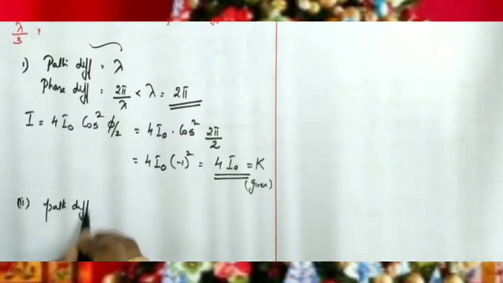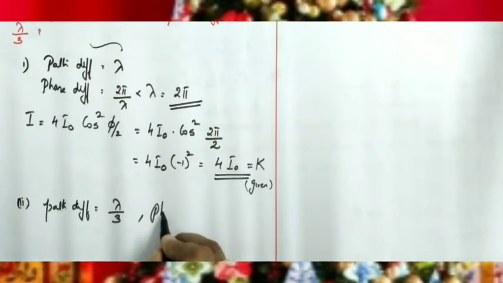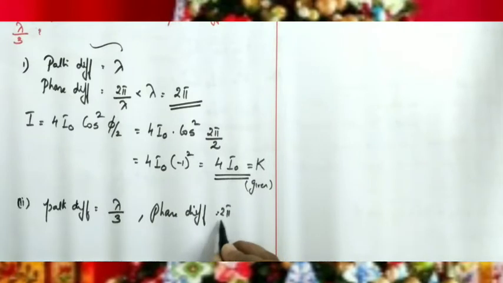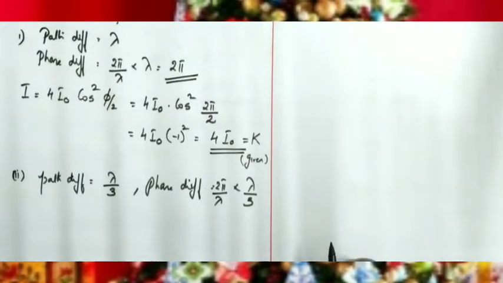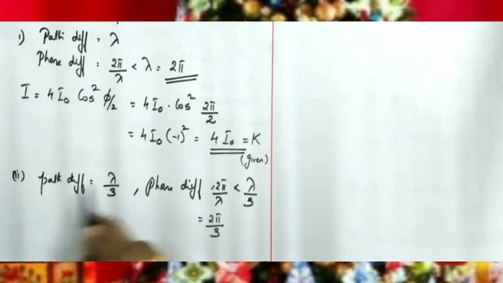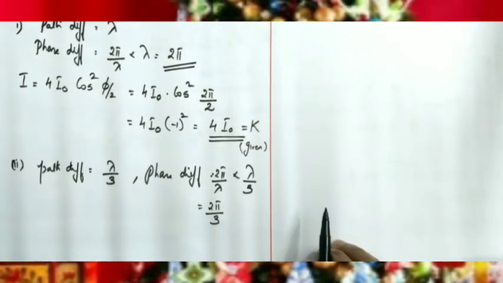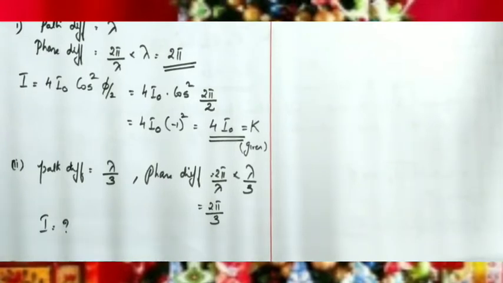Now, in the second case, what is the path difference? Path difference is equal to lambda by 3. What is the phase difference? Phase difference is equal to 2 pi by lambda into lambda by 3. Okay. So, it is equal to 2 pi by 3. So, if path difference is lambda by 3, phase difference is equal to 2 pi by 3. Now, we have to find out the intensity. In this case, we have to find out intensity.